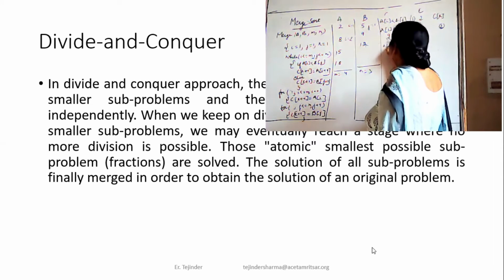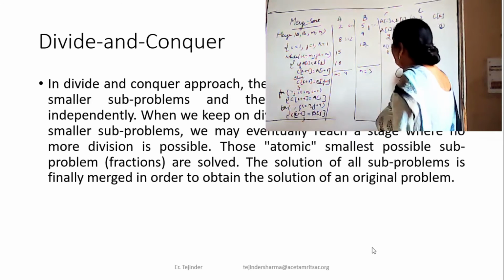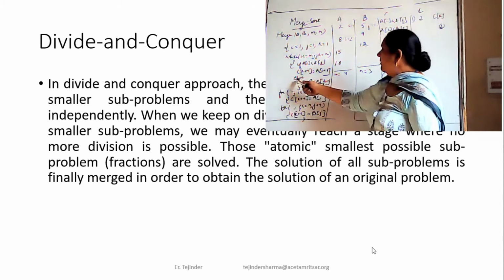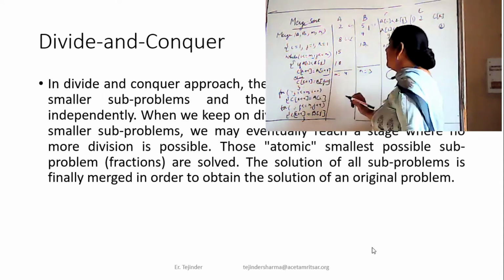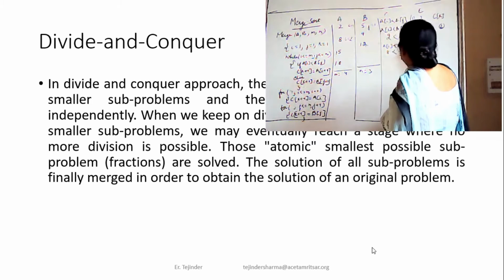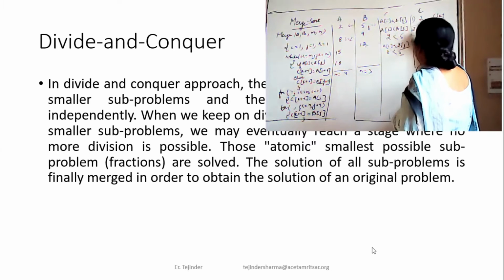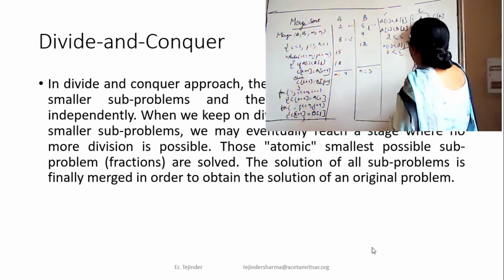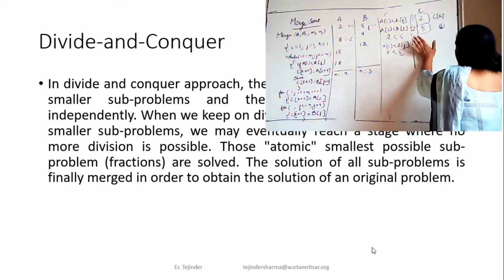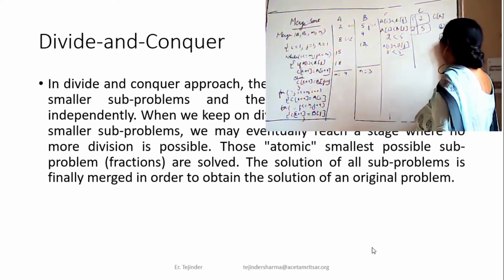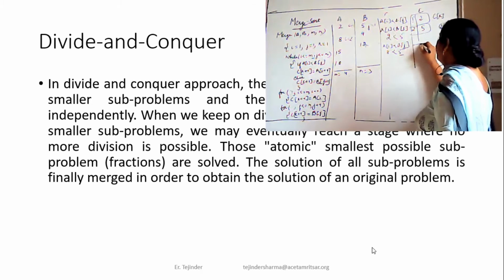Now compare A of I with B of J. Is 8 less than 5? No. So what we will do is C of K plus plus is equal to B of J. That means 5 will go to index 2 in the C array. At the first position, element 2 will be there, and at the second position, element 5 will be there. Increment K, so we have entered the third location.